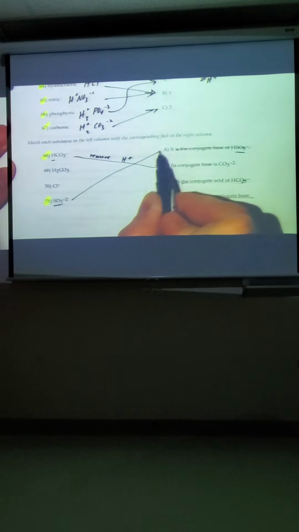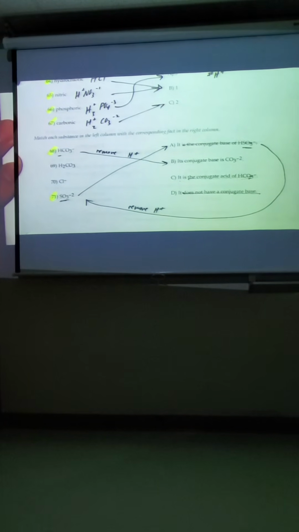So in this case, though, we're going to say A because it is the conjugate base of HSO3, because if you were to remove H plus, you get SO3 negative 2. It's also true, though, that it doesn't have a conjugate base, doesn't have hydrogen. So D could technically work in that situation, but A is what we want on our Scantron.